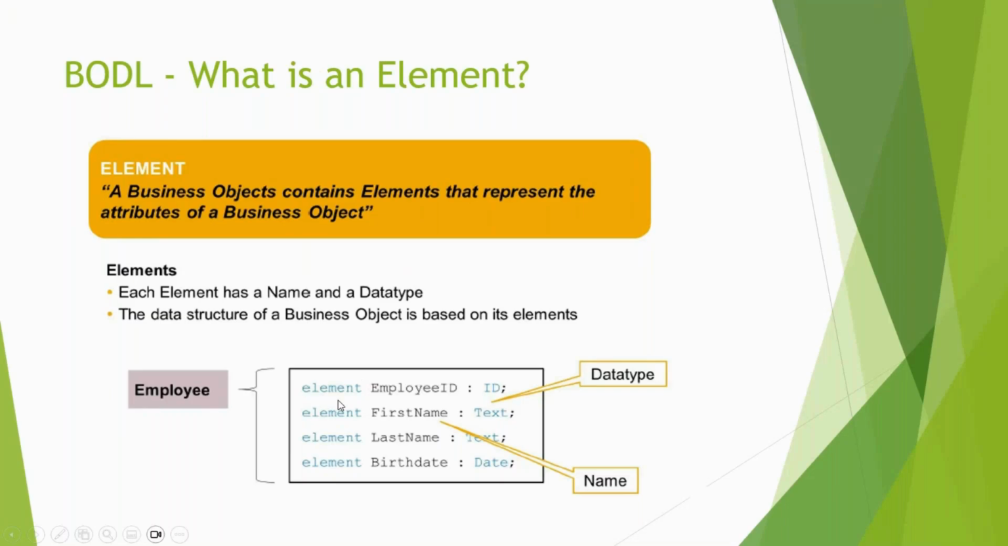Okay, so how are we defining a field in the backend? This is the syntax for it. If we are creating a field, we have to type the keyword element, and then employee ID is a name. This can be anything, whatever the user wants, they can give any name, and the data type should match the existing data types from the C4C system.